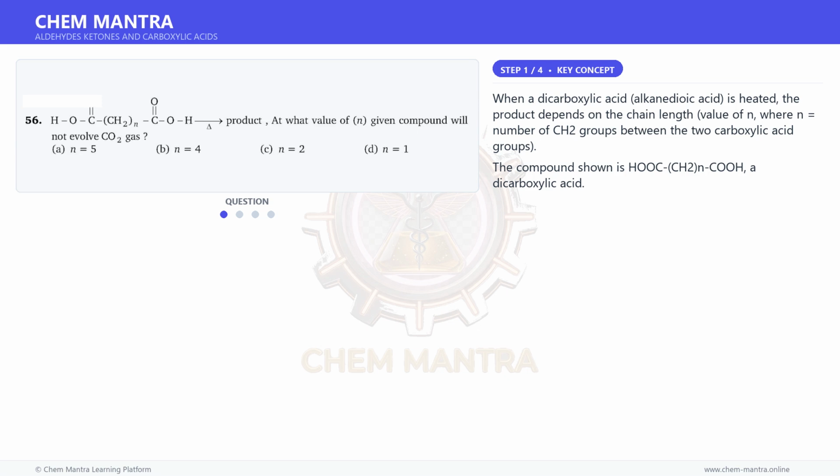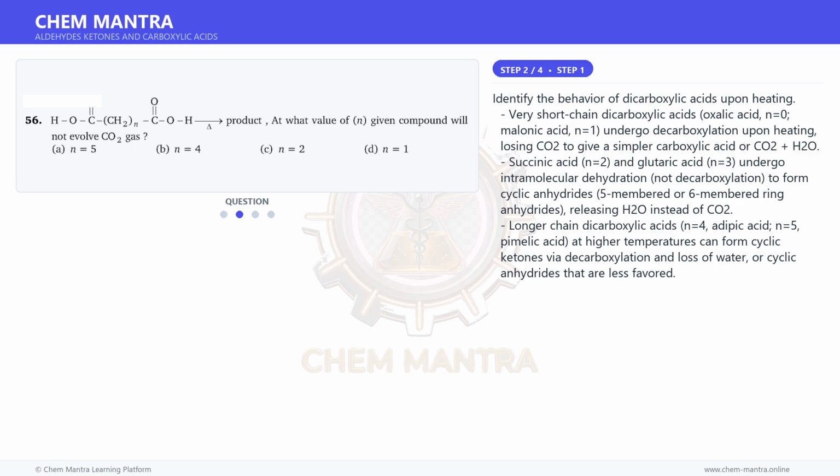The compound shown is (CH2)N(COOH)2, a dicarboxylic acid. Moving on to the next step. Identify the behavior of dicarboxylic acids upon heating. Very short chain dicarboxylic acids, oxalic acid, N is equal to 0, and malonic acid, N is equal to 1, undergo decarboxylation upon heating, losing CO2 to give a simpler carboxylic acid, or CO2 plus H2O.